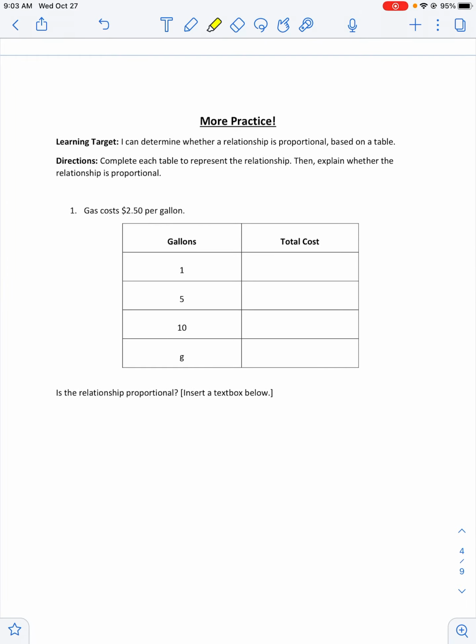For each of these slides, you are going to complete the table to represent the relationship and then explain whether the relationship is proportional. So for example, if gas costs $2.50 per gallon, you'll want to tell me the cost of 1, 5, and 10 gallons, then the cost for G gallons. Then you'll tell me whether the relationship is proportional. There are 6 questions, the last 2 ask you to complete your own ratio, or your own proportional relationship, I should say.